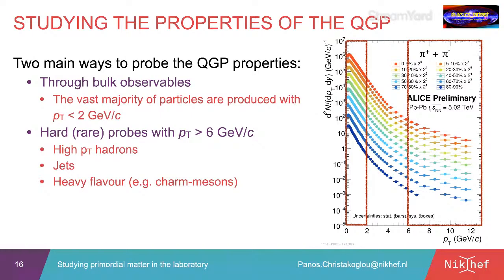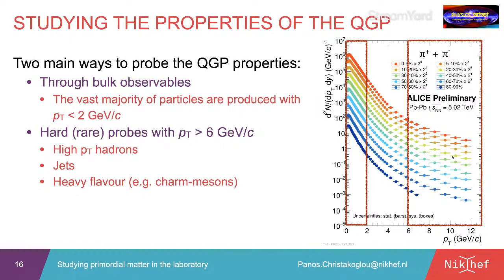So these particles which are being produced with high value of transverse momentum, these are not so abundant. So they are considered to be hard probes. And we discuss high transverse momentum hadrons, so pions, kaons, protons, and so on and so forth. Then collimated sprays of hadrons, which are emitted very close to each other. This is what we call jets. And then heavy flavor particles, so hadrons that contain heavy flavor quarks, such as charm or beauty. An example being the charm mesons. So these are the two distinct categories.